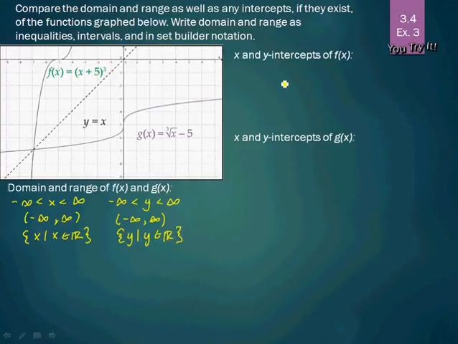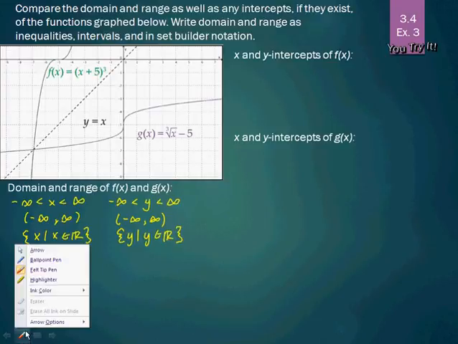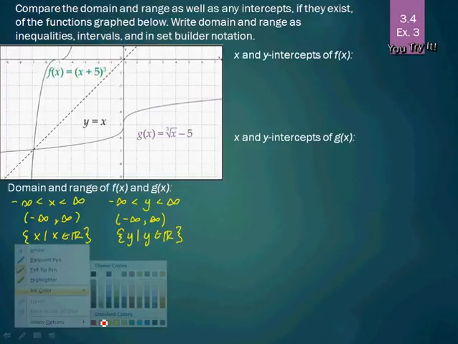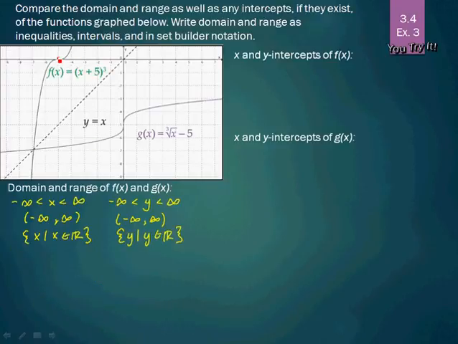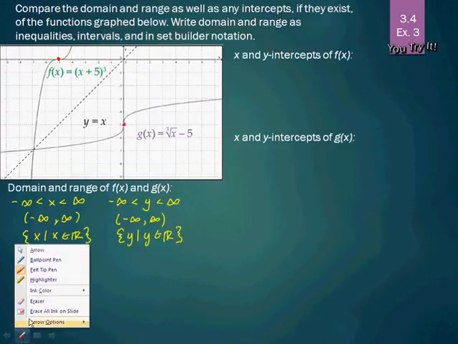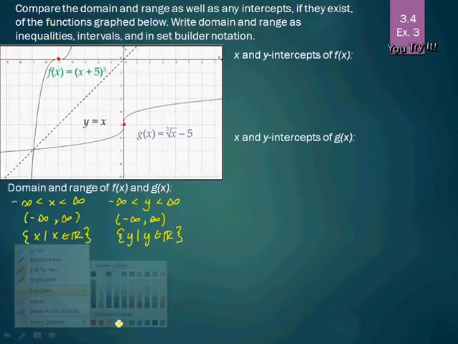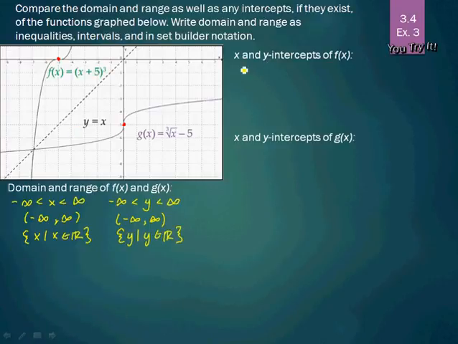Okay, so now looking at the x and y intercepts of f of x. On our graph, let's just point out the ones that we can see. We see here we have negative 5, 0, and 0, negative 5. And at no other place does it touch either of the axes. So we know f of x has the x-intercept at negative 5, 0. And then the y-intercept of g of x is 0, negative 5. So that does show that they are inverses there.